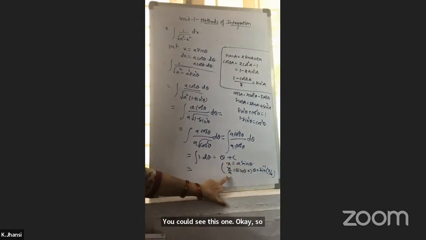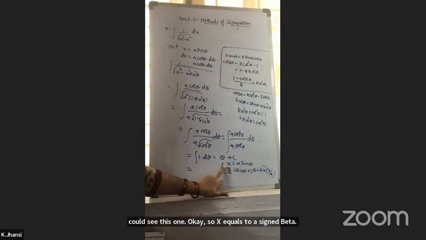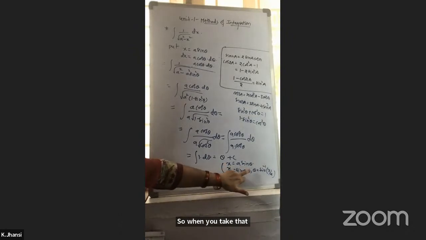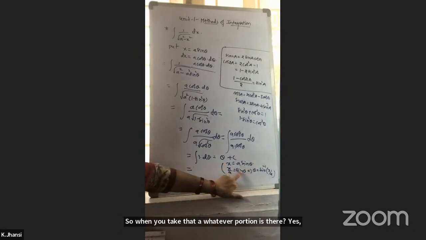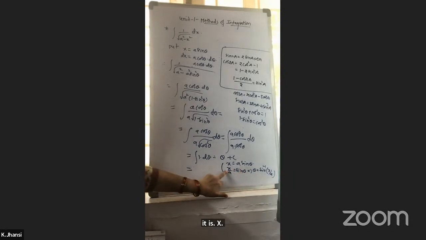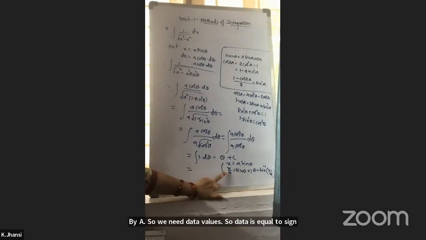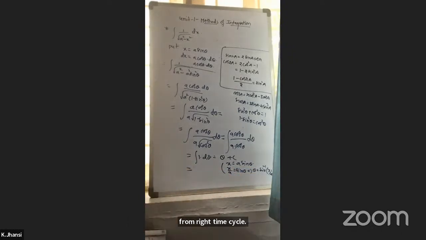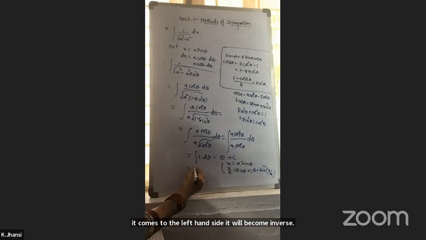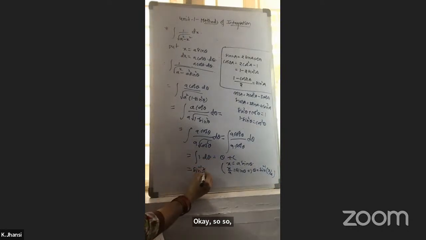So when you take that a, whatever quotient is there here, it is x by a equals sin theta. So we need the theta value. Theta equals sin, from the right hand side when it comes to the left hand side, it becomes inverse. So theta equals sin inverse x by a. So here theta plus c, no? So it is sin inverse x by a plus c.